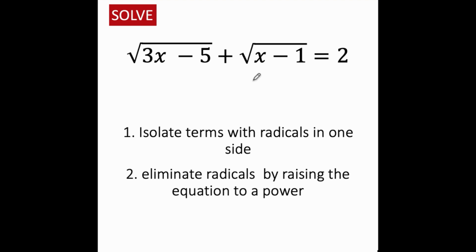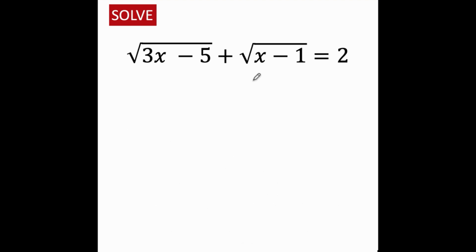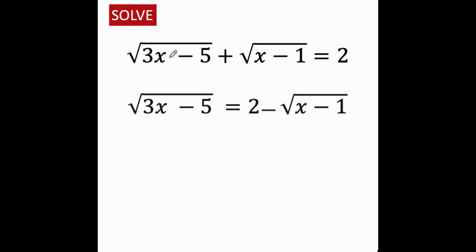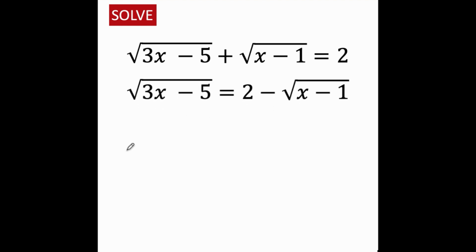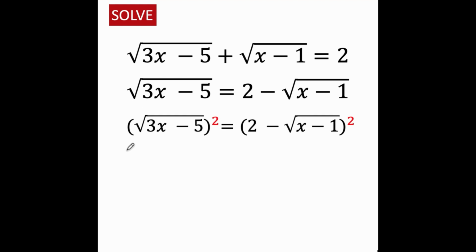So let's start by eliminating one of the radicals. And let's do that by isolating first the square root of 3x minus 5 at the left side of the equation. That means all the other terms should be at the right side. Then, to eliminate this square root, we square both sides of the equation, and this is what we have. So the left side is raised to the second, and the entire terms at the right side is also raised to the second. Then this square root and this exponent 2 will cancel each other out.